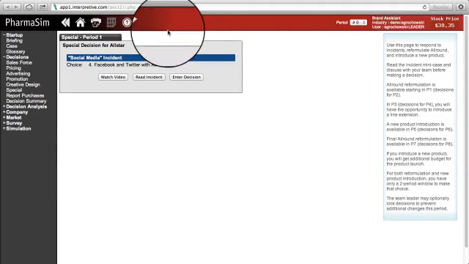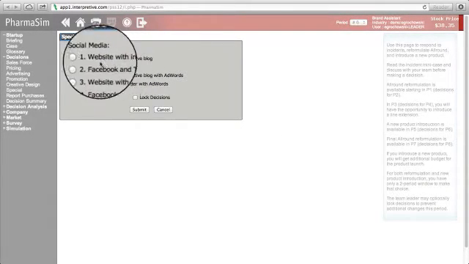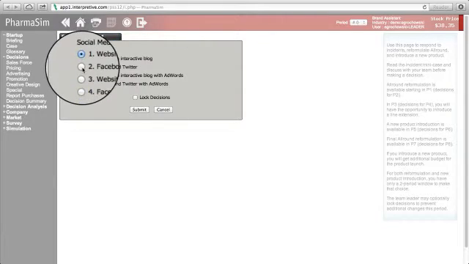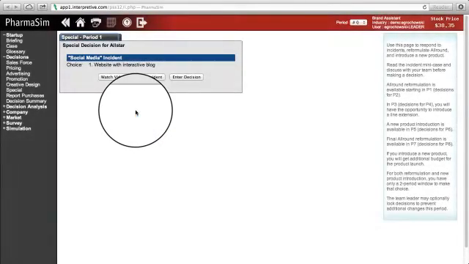You'll not be able to advance to the next decision round until you enter that information. And then enter decision will allow you to interact with the blog, Facebook, and Twitter for the options inside the incident. So you hit submit, then that is done.